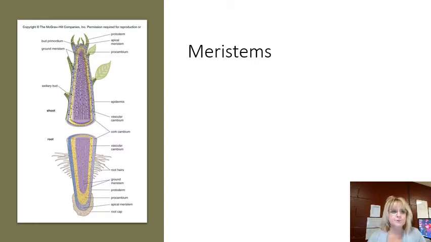It's also in your book, and it shows the different layers from the procambium, the protoderm, the ground meristem, the roots, the vascular cambium, and you can see where the auxiliary buds are. So this is a longitudinal section, which is also a cross section there in the middle. The shoot is the top part and the root is the bottom.